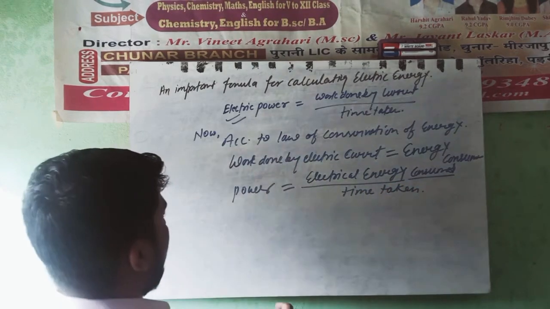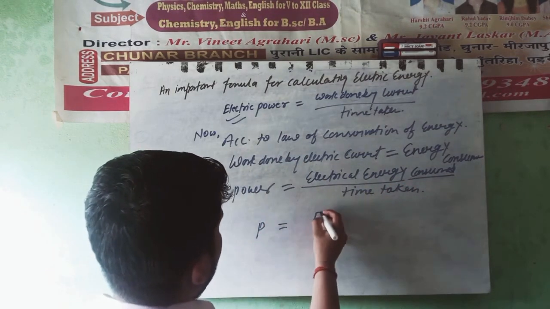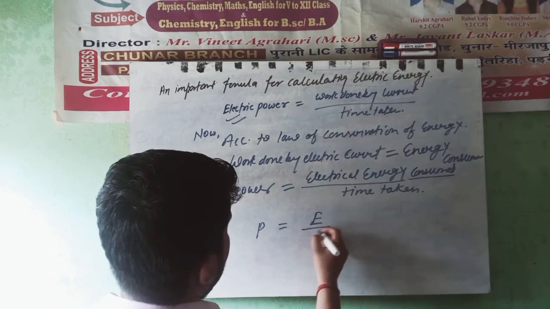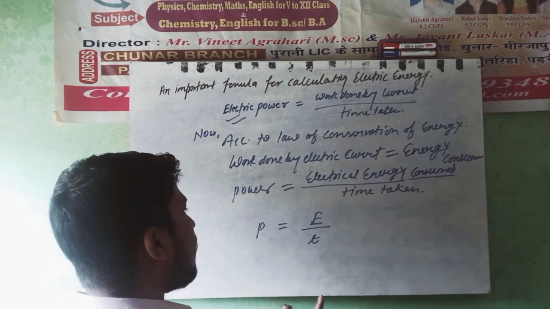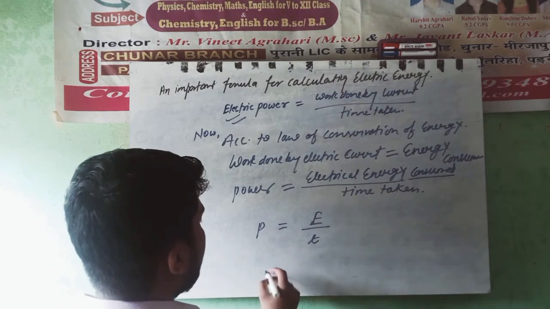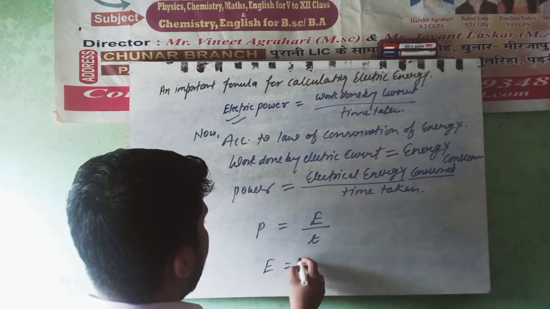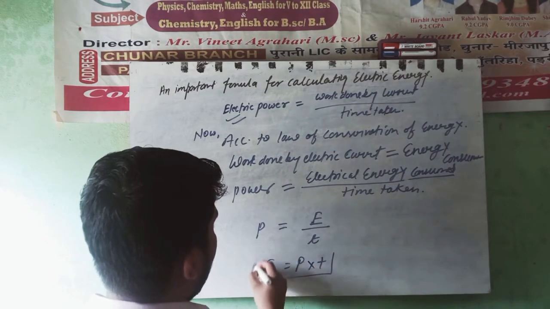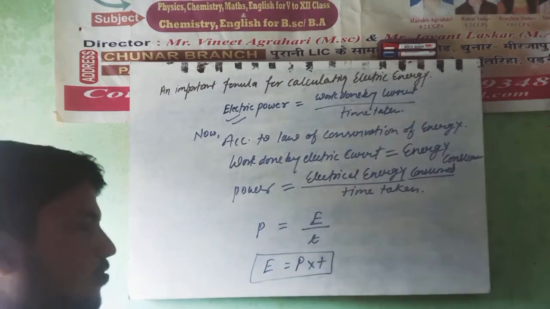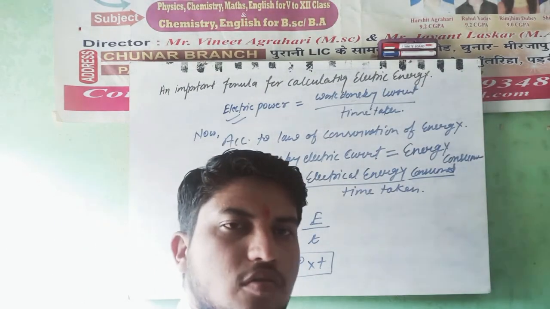So in symbolic form it will be P is equal to E upon T. Then what will be the formula of electrical energy? Electrical energy is equal to power into time. E is equal to P into T. Okay students, E is equal to P into T.